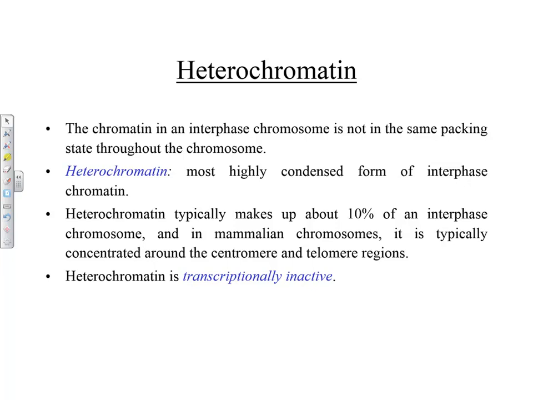Heterochromatin is the most highly condensed form of interphase chromatin, right? And heterochromatin typically makes up about 10% of an interphase chromosome, and in mammalian chromosomes, it is typically concentrated around the centromere and telomere regions. Remember, the centromere and telomere have no function as far as transcription and DNA replication are concerned, right? Because the telomere is basically to make more copies. Okay, it adds extra length to the linear DNA molecule.